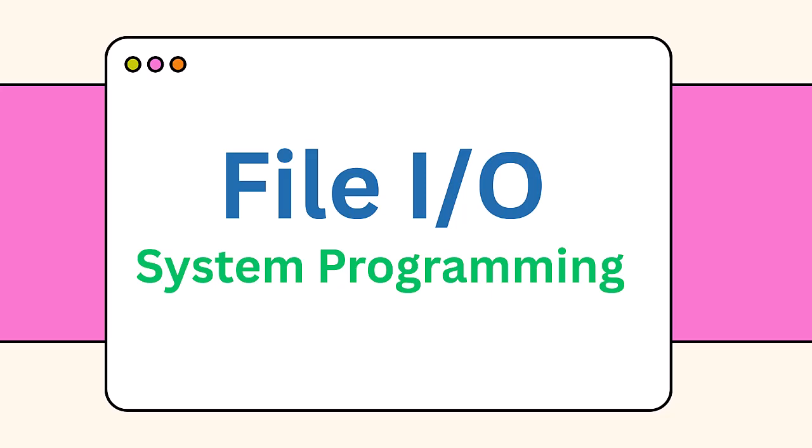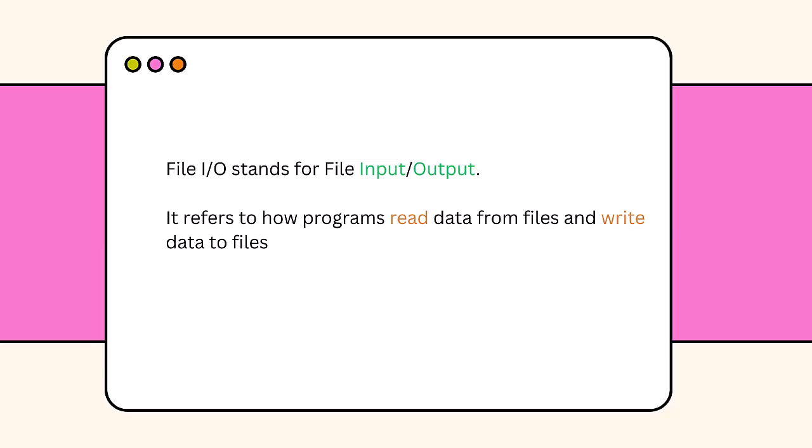For this tutorial, I'm going to go over file I/O in Linux or Unix-like systems. Now this tutorial is more on the system programming side of Linux. But before I start writing code, I'm just going to go over briefly what file I/O is. File I/O stands for file input output. It refers to how a program reads data from a file or writes data to a file.